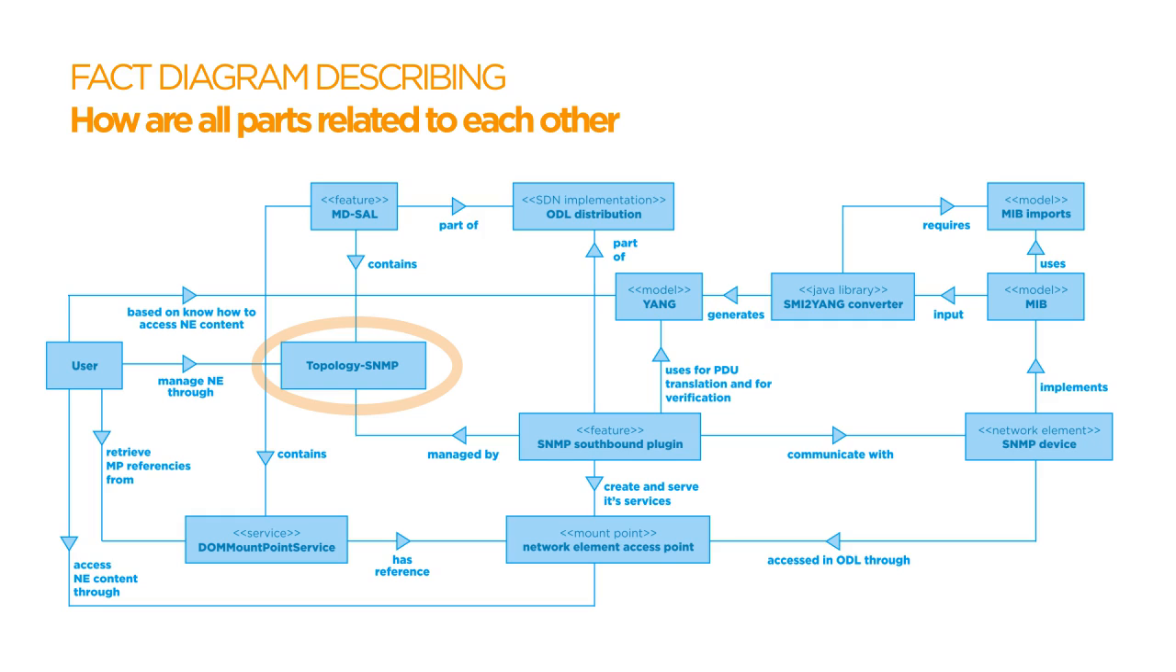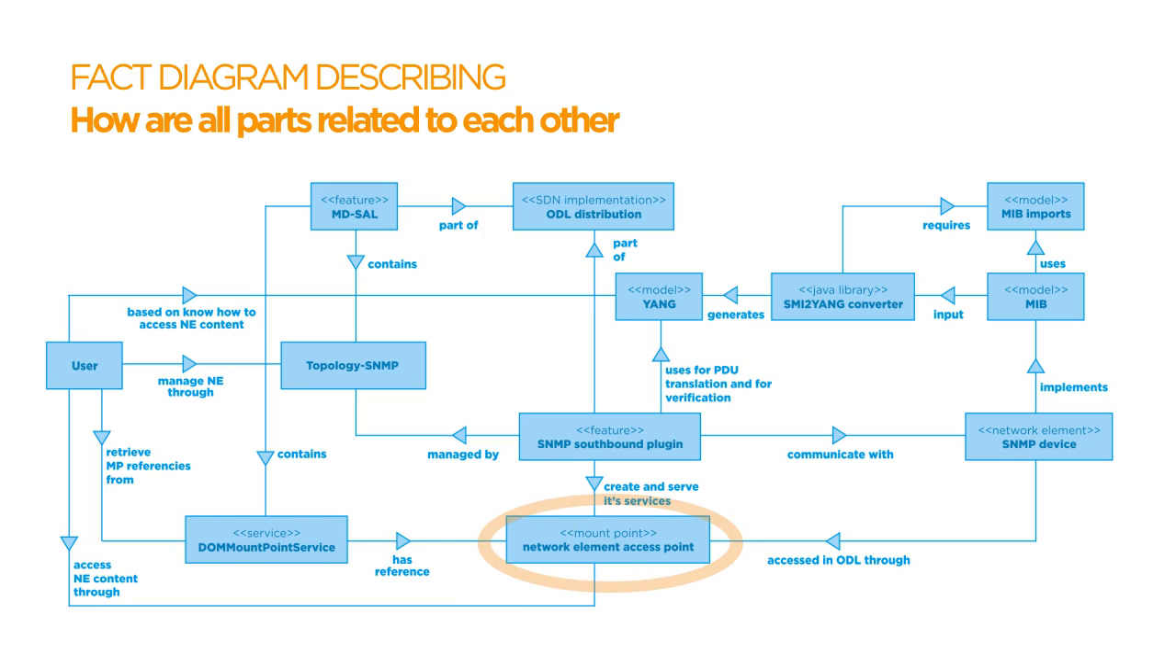To connect to an SNMP device, we have to create a node in it. This node has to contain all the parameters required for connecting to a given device. In our case, it's an IP address and a set of models supported by the device. Another service we are interacting with is the DOM mount point service. It is used to keep track of mount points based on their identifiers.